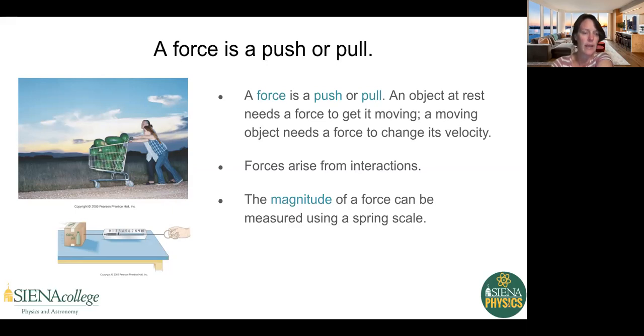So in this example, we have a box of olive oil, and if we want to pull it to get it moving, we can measure the force that it takes to get it moving using that spring scale, and that'll tell us how many newtons it takes to move that box.